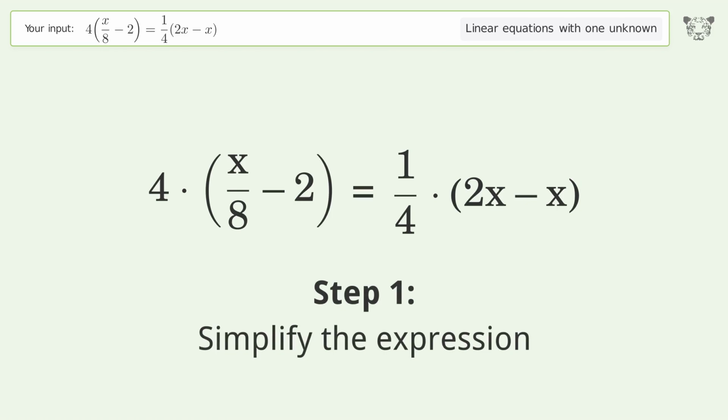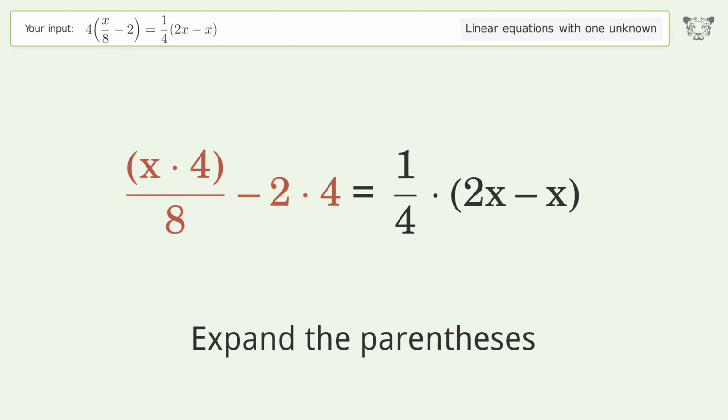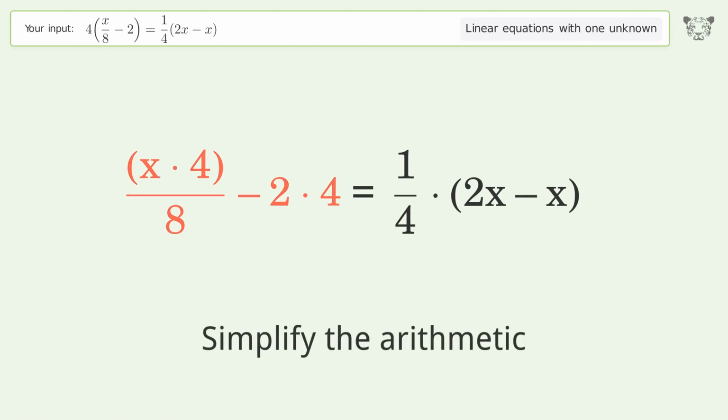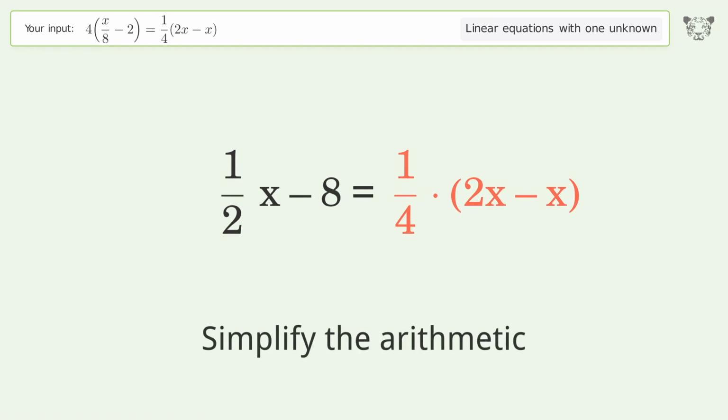Simplify the expression. Expand the parentheses. Simplify the arithmetic. Simplify the fraction. Simplify the arithmetic.